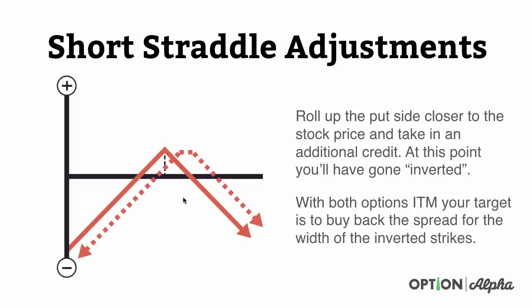Likewise, you would do it in the opposite direction if the stock moved lower. You would roll down just your call spread side. You're not going to touch your put. You're going to roll down just your call spread side.